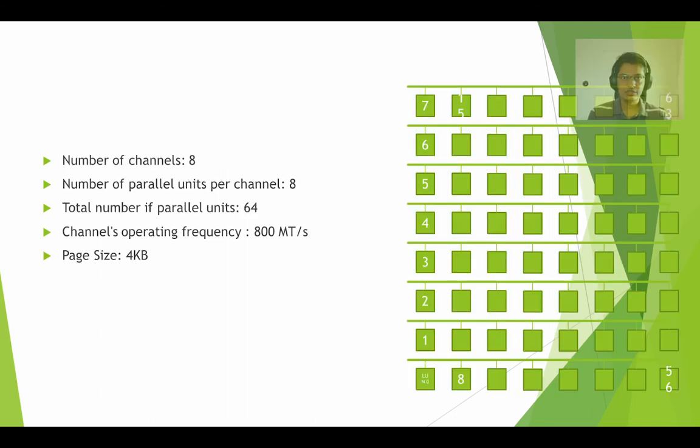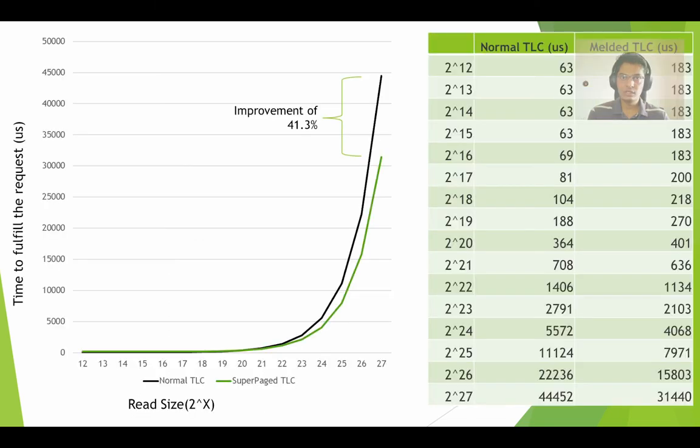Let's take an example of an SSD with 8 channels, each channel having 8 parallel units and having an operating frequency of 800 megatransfers per second. The page size is 4 KB. For a given size of read request from the host, we measure the time to complete each read operation.